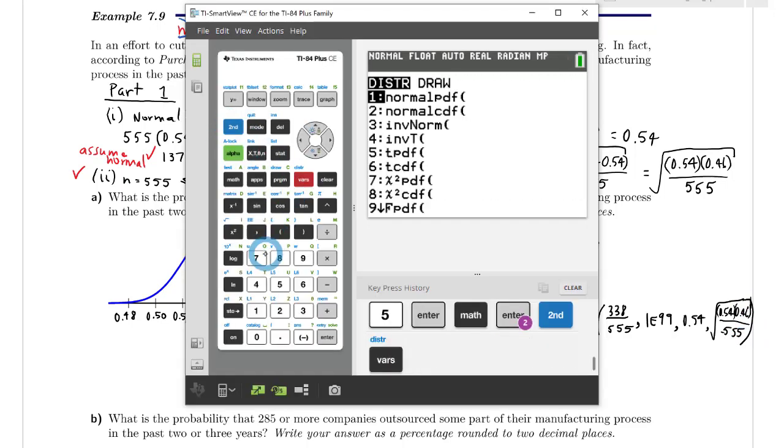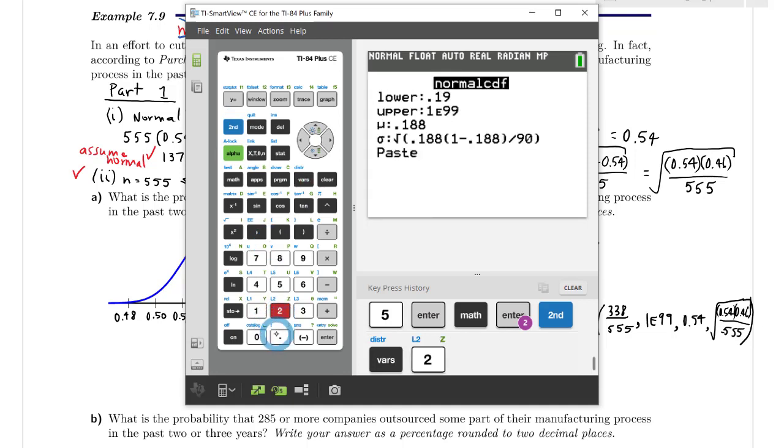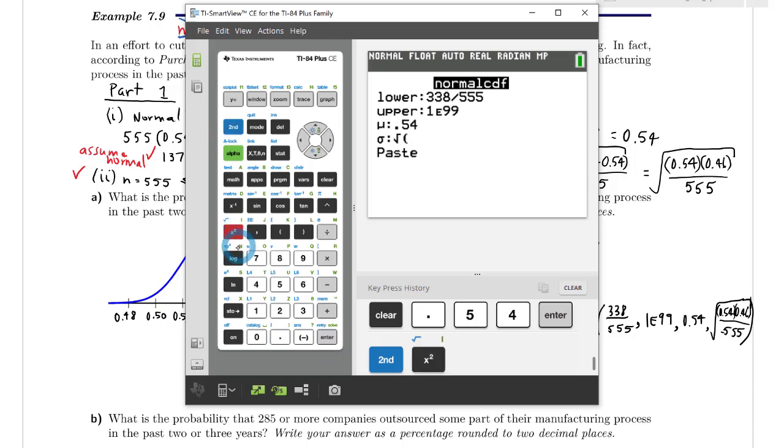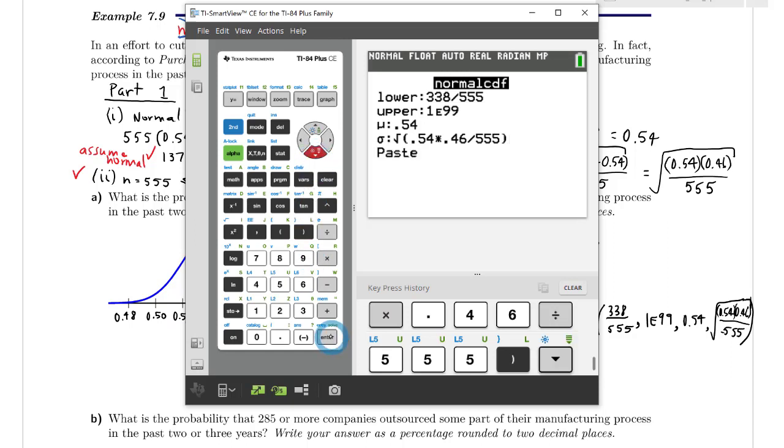So go to second vars, and we'll put normal CDF, which is 2. And I'll go ahead and put in the 338 divided by 555. Now I know we mentioned it was 0.61, so you can try to use it, and I'm sure you'll get the same result. I just like rounding at the end. I'm like a nervous Nelly. Okay, so 0.54 is the mean, and then the square root of 0.54 times 0.46 divided by 555. And then paste.